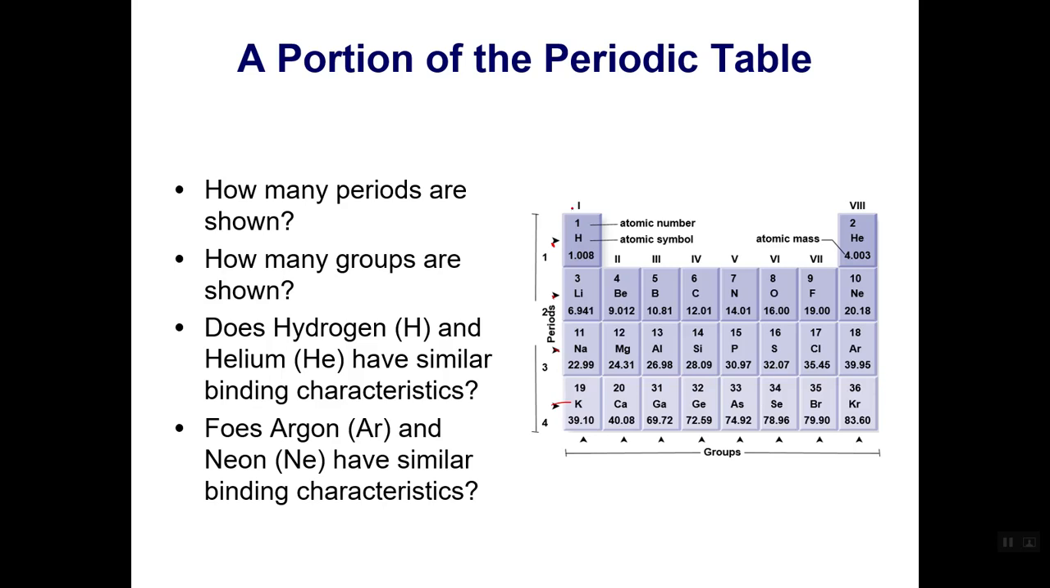Next, do hydrogen and helium have similar bonding characteristics? Here's hydrogen, here's helium. You should have answered no, because they are in the same row, the same period. They are not in the same group. Remember, things that are in the same group have similar binding characteristics. So, for example, argon and neon would have similar binding characteristics because they are in the same group.